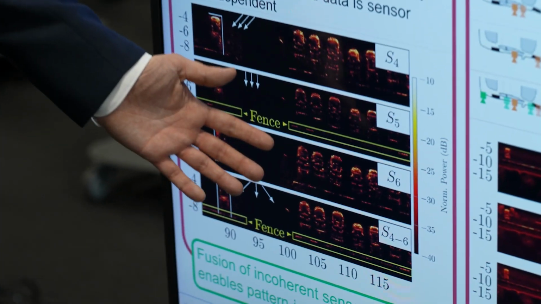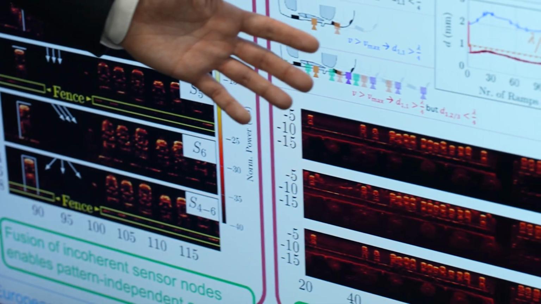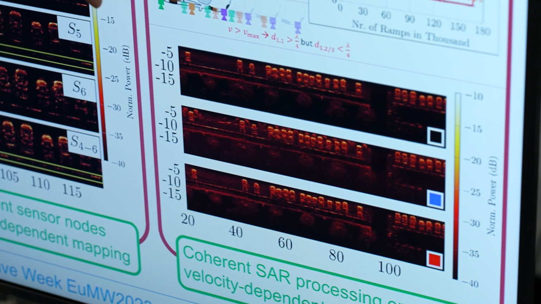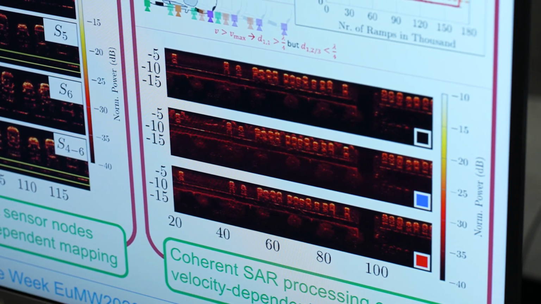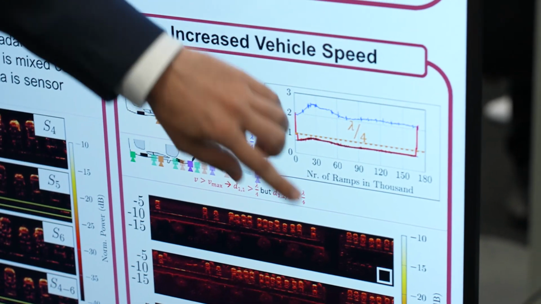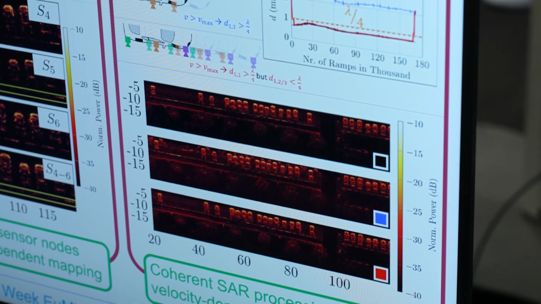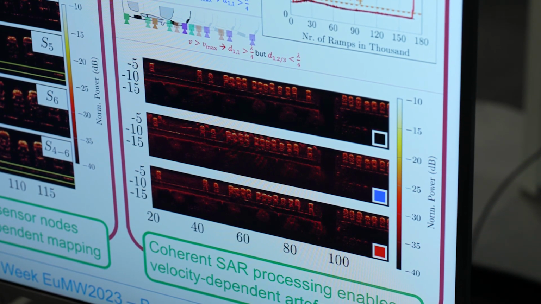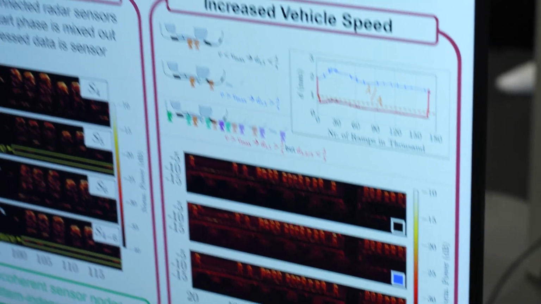And we can use the same approach if you want to drive faster. In normal cases you must not drive faster than a lambda over 4 spacing allows for SAR. If you're driving 3 times as fast, as you can see in the blue one, you have a lot of artifacts there. So a lot of free parking spots would be occluded, and would appear reserved, so you wouldn't be able to park there.